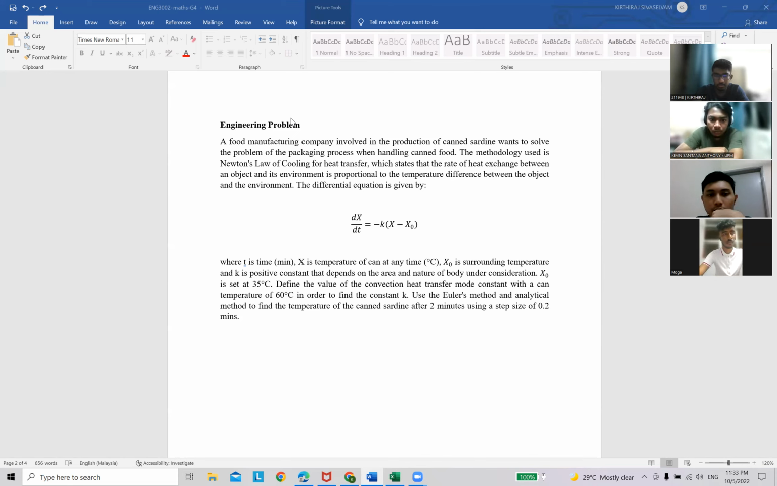So to find K, we define the value of the convection heat transfer mode constant with a can temperature of 60 degrees Celsius. And then with this information, we can use Euler's method and the analytical method to find the temperature of the canned sardine after 2 minutes using a step size of 0.2 minutes. So that's all for the engineering problem.